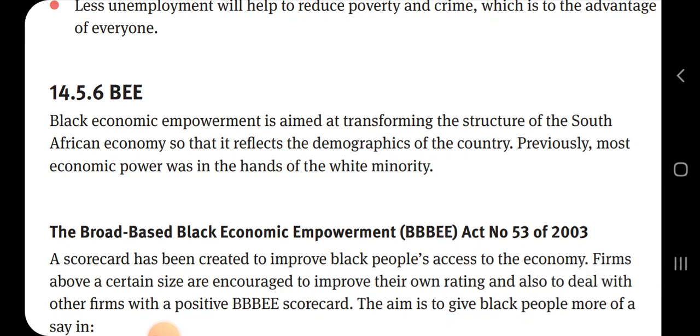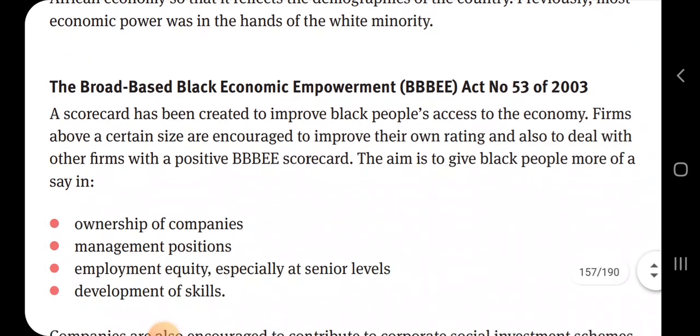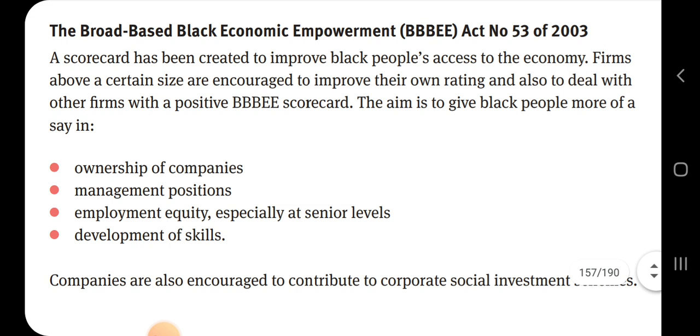It is aimed at transforming the structure of the South African economy so that it reflects the demographics of the country. So more white people were occupying certain positions of management and power, and now other races have to also be included at the big tables of decision making, to make sure that not just a certain race is going higher, because the rich are getting richer, the poor are getting poorer, and the gap is getting wider. So let's combine the two worlds, make it one.